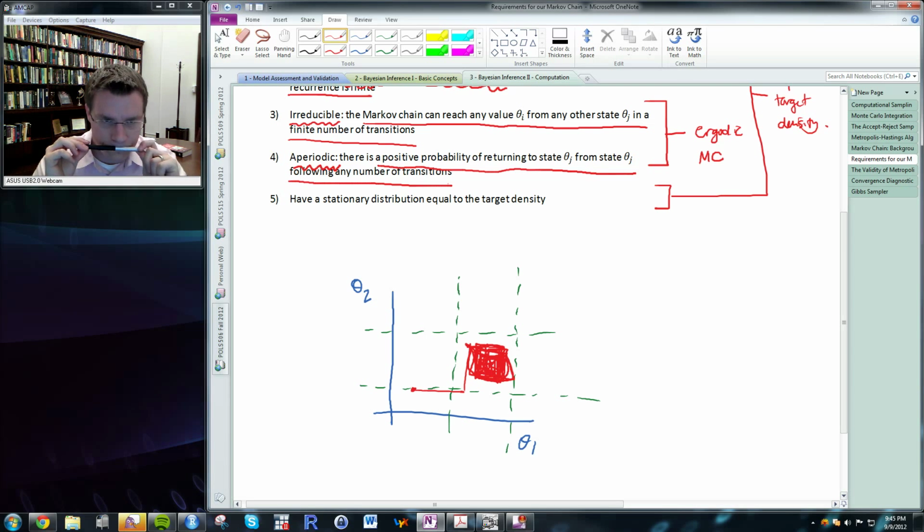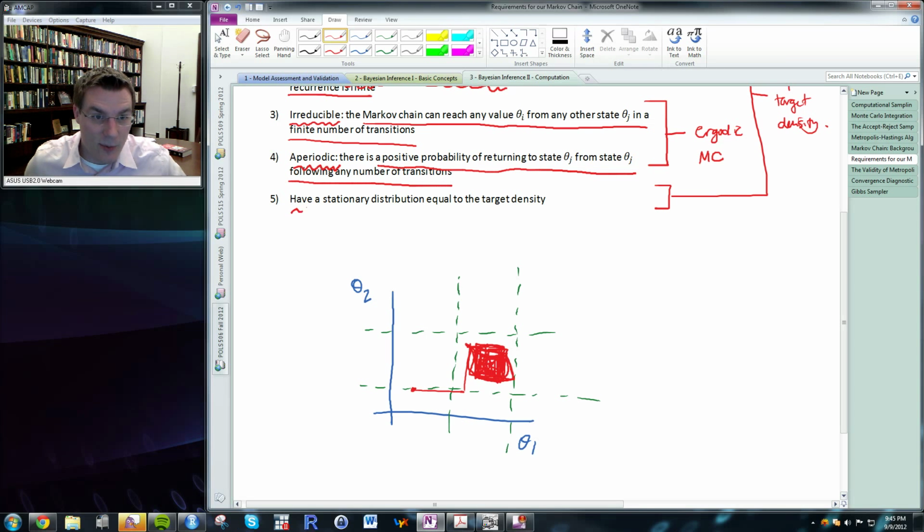In other words, we want a Markov chain that has a positive probability of getting back to where it started, no matter where it transitioned, no matter where it is now. We don't want it to be the case that once you get to a certain point, you can't get back to that point. That's kind of the idea here.